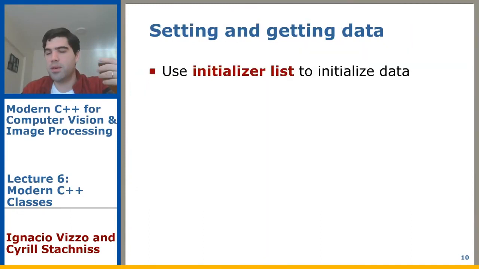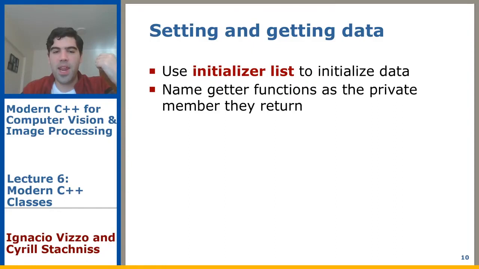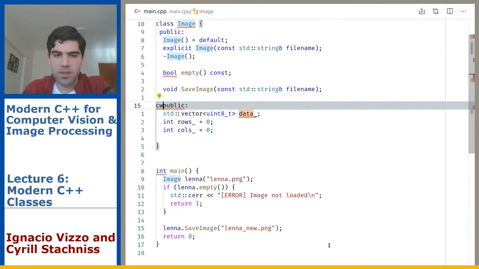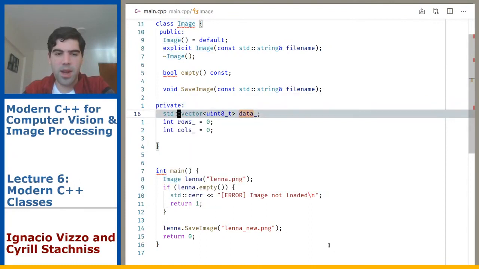Ideally, you will be using an initializer list to initialize data. So whenever you use a vector, you're probably using this. The name of the getter functions usually will be the same as the private member. So if you want to retrieve data from the class, then you will need to provide a function. As a small example, let's pretend for now that this is private. And now if I want to access the rows, the columns, and so on, I cannot access them because they are private, so I need to provide getters.